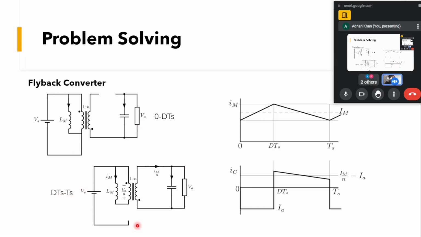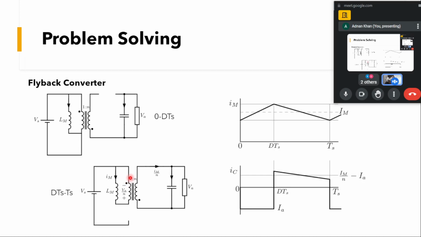What happens in this mode? This device is now turned off. When this device is turned off, we know the current through this inductor cannot change instantaneously. So this current needs to flow in the same direction. The only path is through this. It cannot flow through here because this is not connected. It will flow through here. So if you can see the current direction in this way, current will flow out of the dot here.